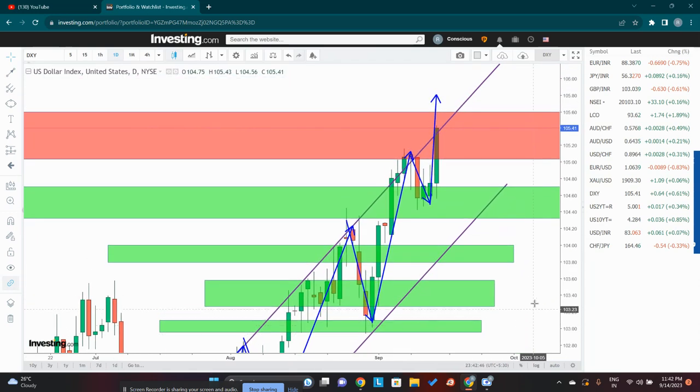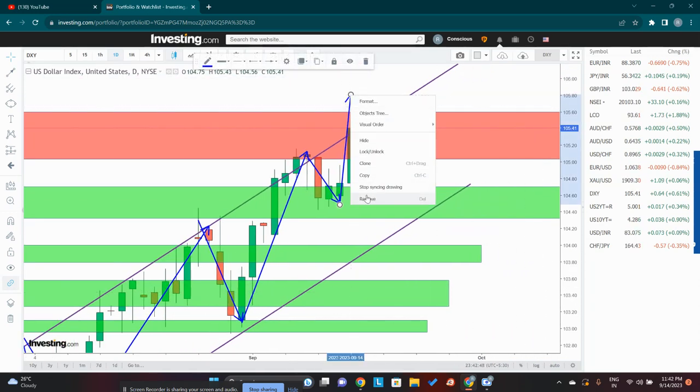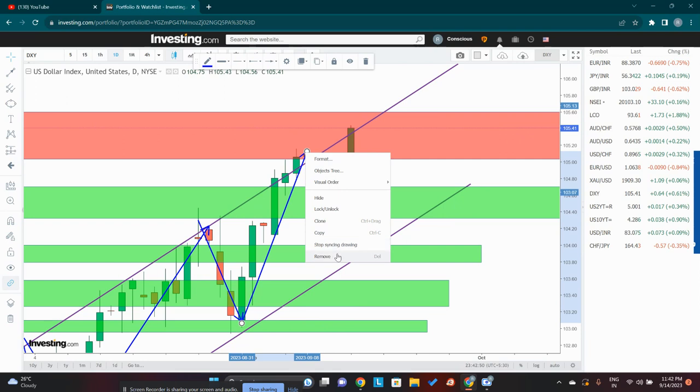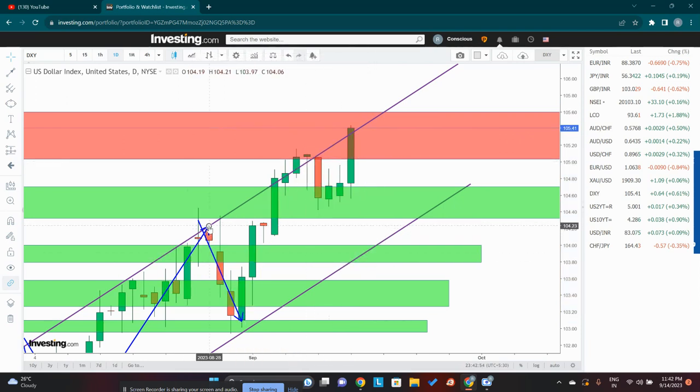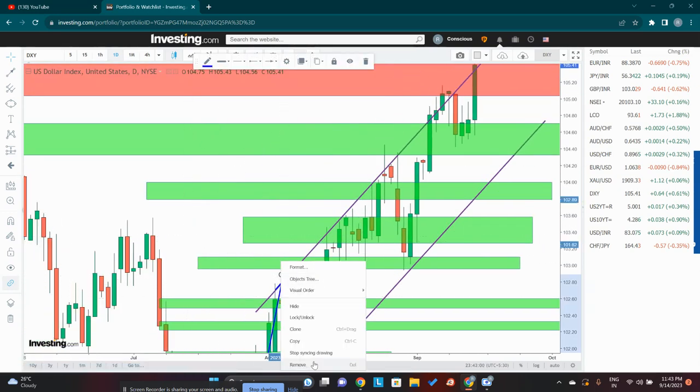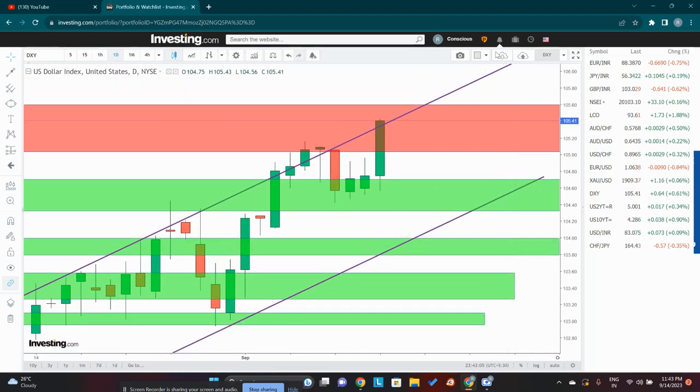In such a scenario, gold cannot sustain its higher levels. If news still comes negative, not in favor of gold, then eventually the bulls will have to give up, the bears will take over, and gold will come down.